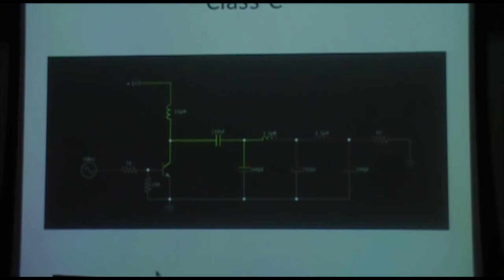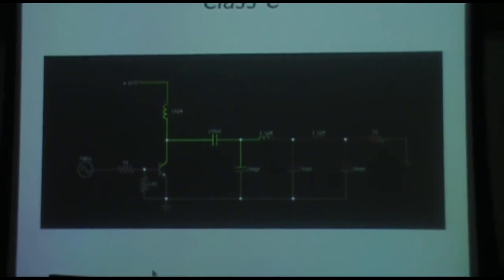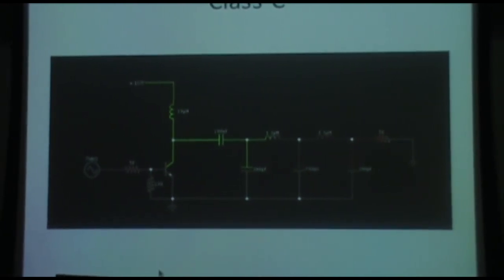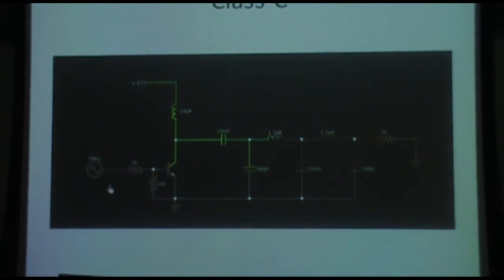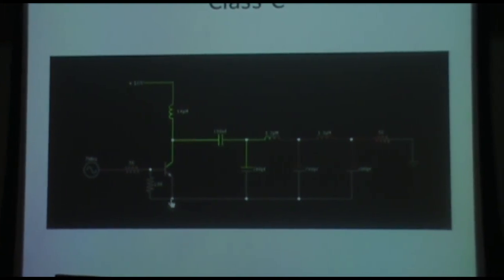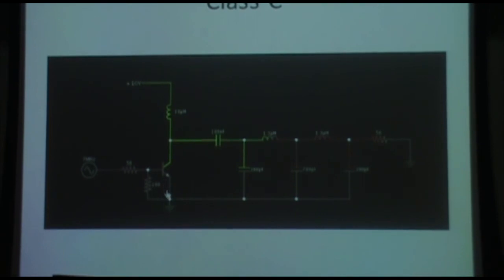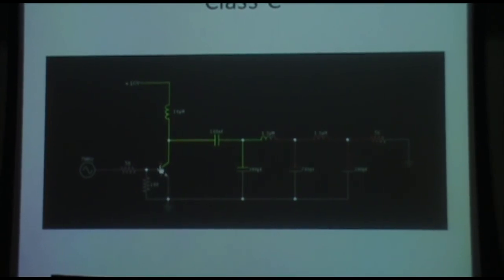So, this is a class C amplifier. And you'll notice that this here is a source. It's an AC source. It goes above and below ground. But if you look here, your emitter is connected to ground. This transistor only conducts when you get above 0.65 volts.